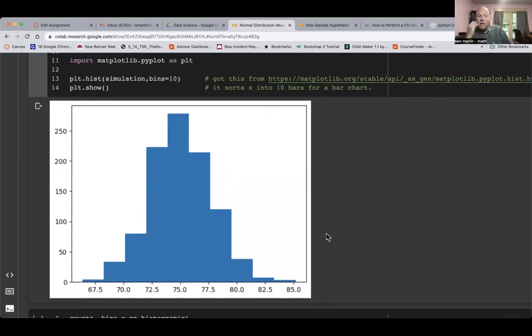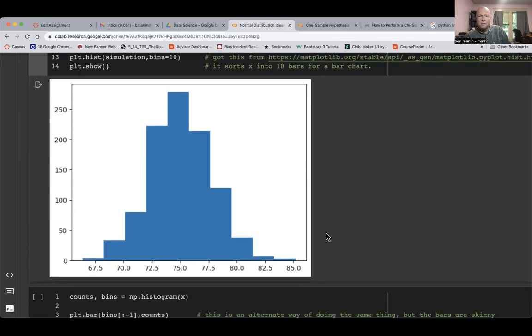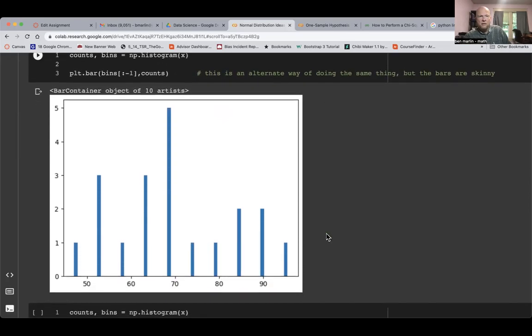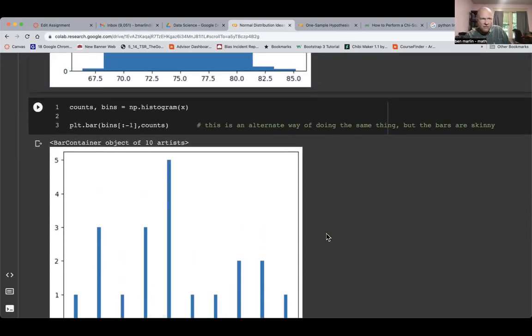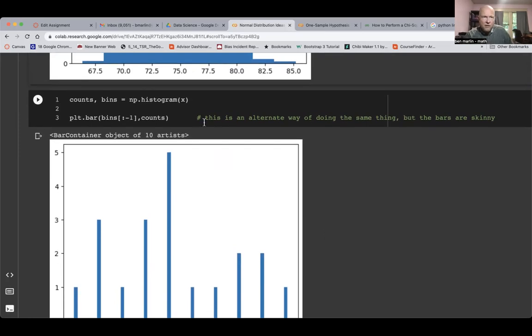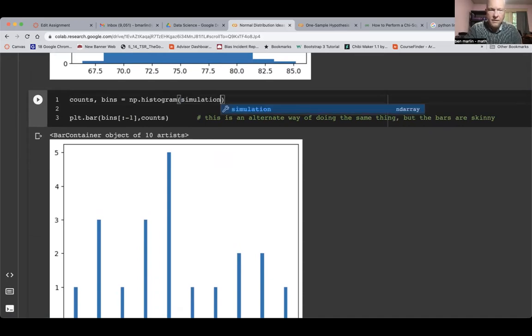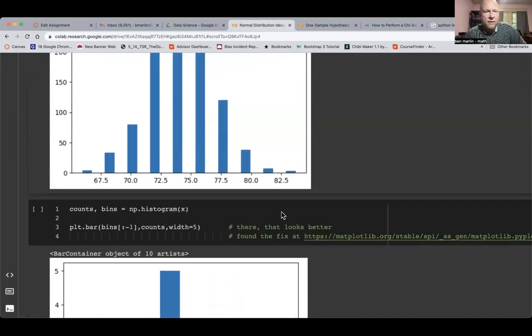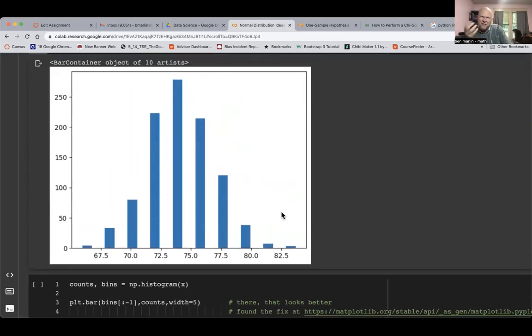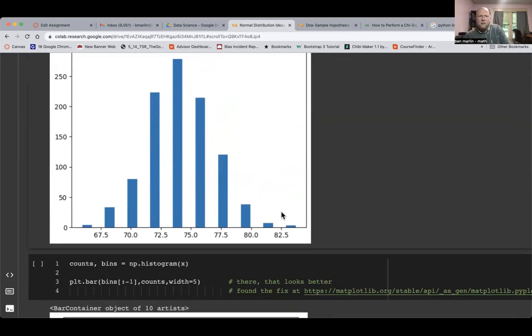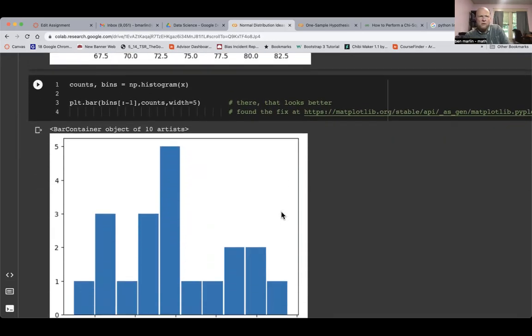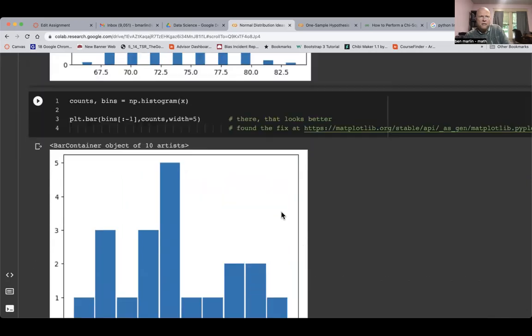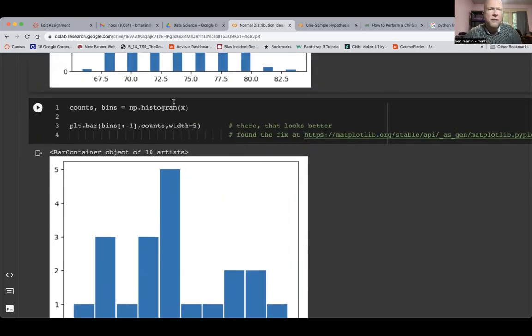So anyway, it looks kind of like a normal distribution, but as I mentioned here, histogram of simulation. Yeah, it looks kind of like a normal distribution, but your mileage may vary on there.